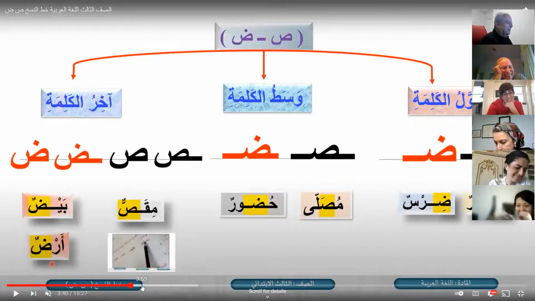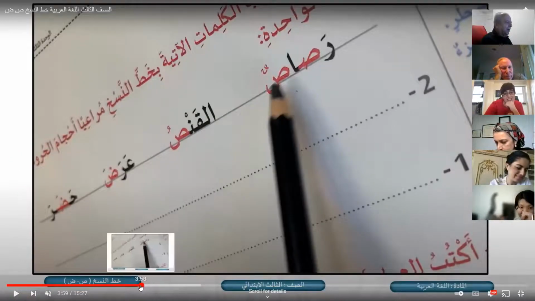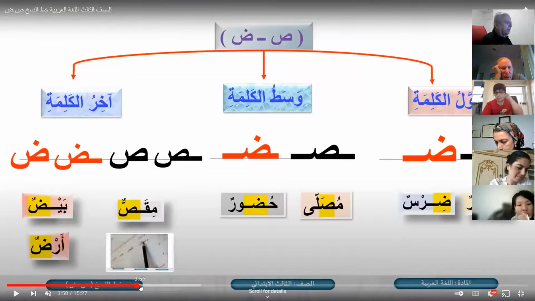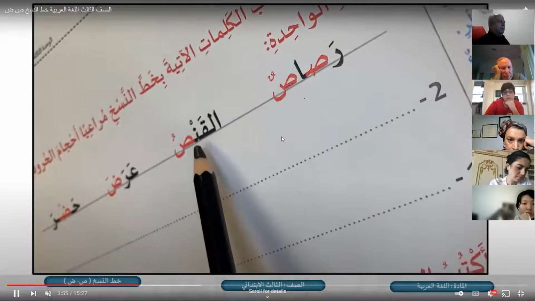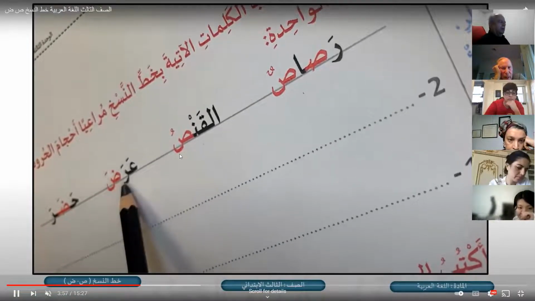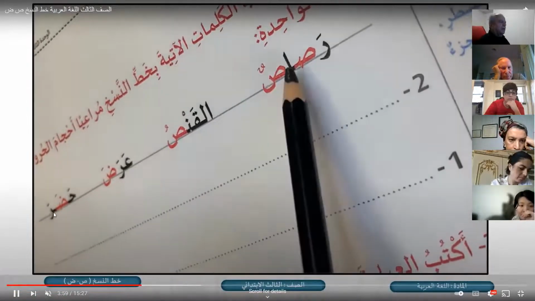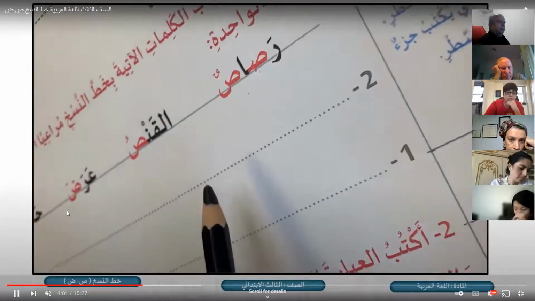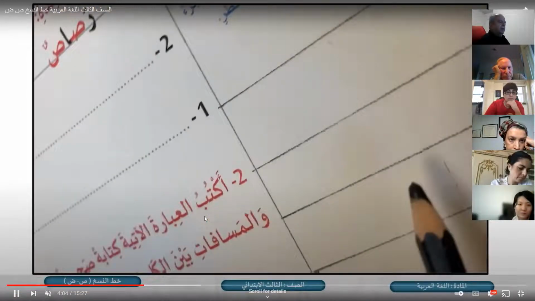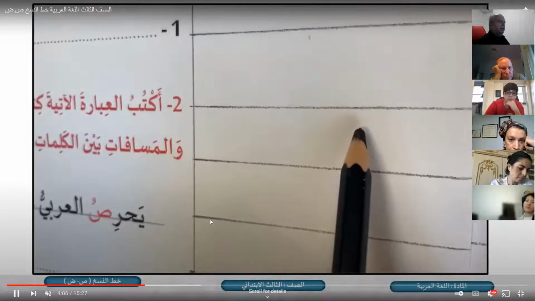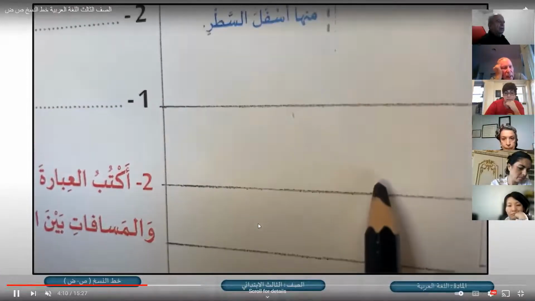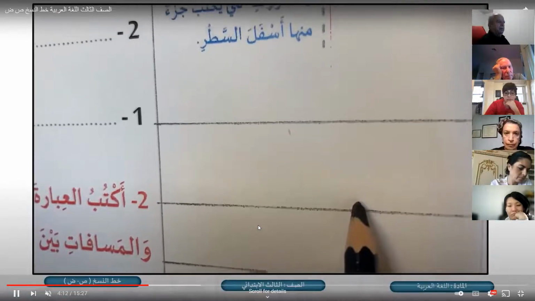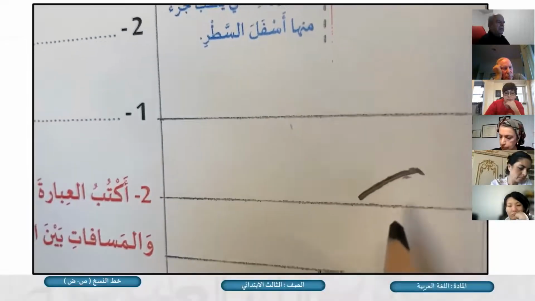Now let's see how they are trying to write these letters. Now she's going to write it as if it's typed. Now let's go and see how it is written, starting from the bottom, going sideways.